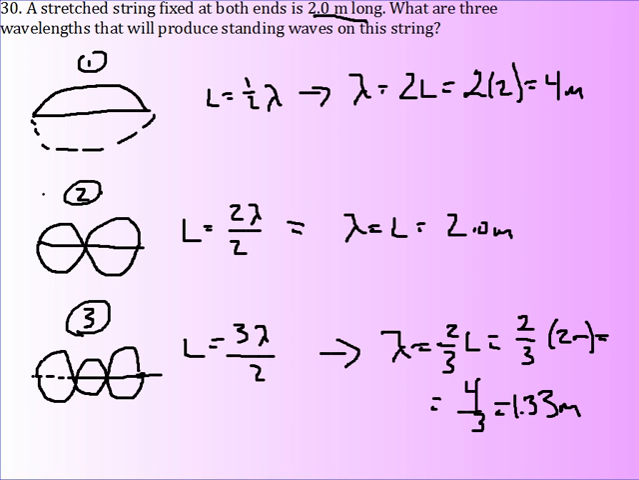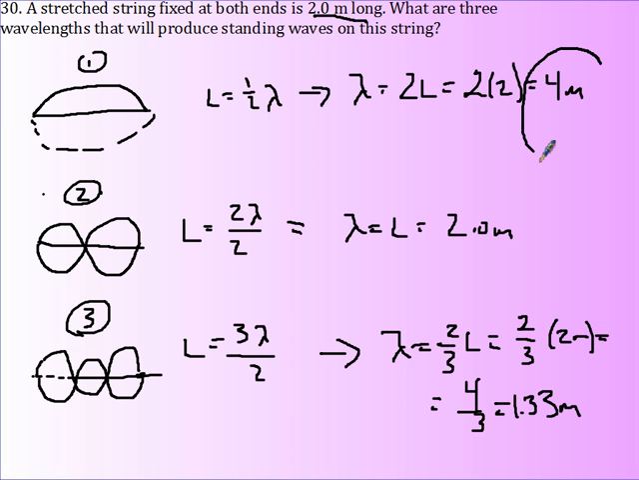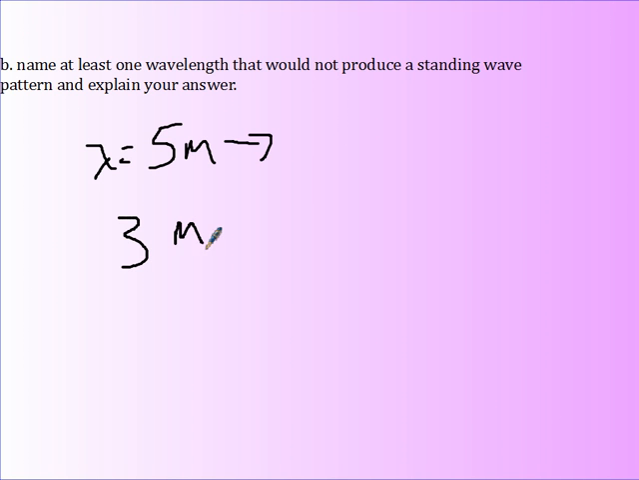Now, name at least one wavelength that would not produce a standing wave. Well, what if lambda is 5 meters? Then nothing will ever be longer than your fundamental wavelength here. So anything longer than your fundamental, or anything between any of the two lambdas won't work. So if I gave you 3 meters, that wouldn't work either. All right.